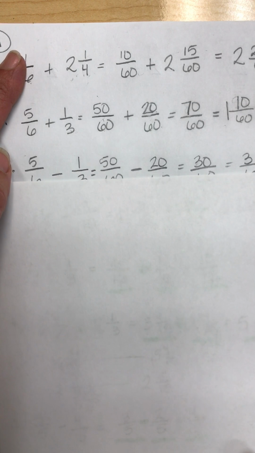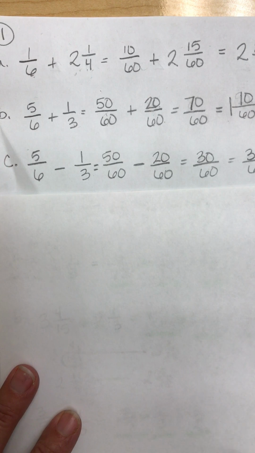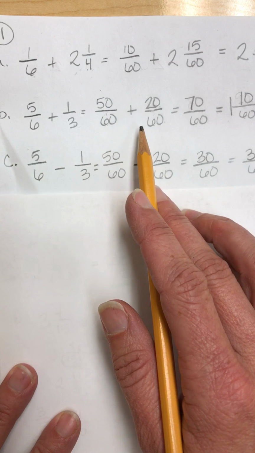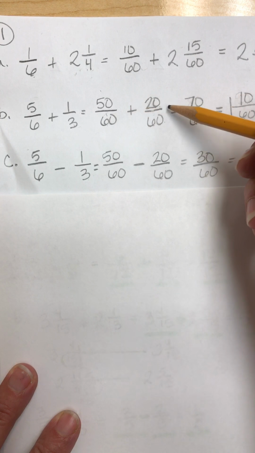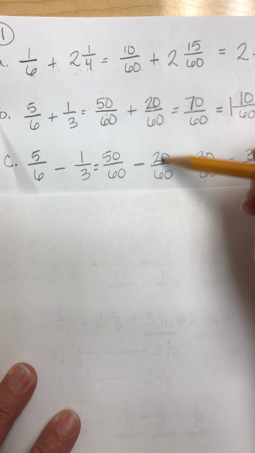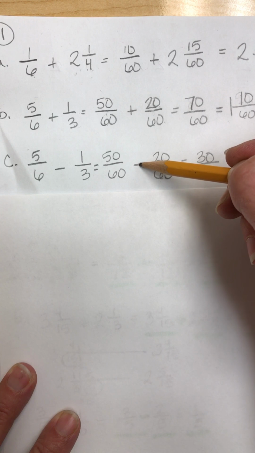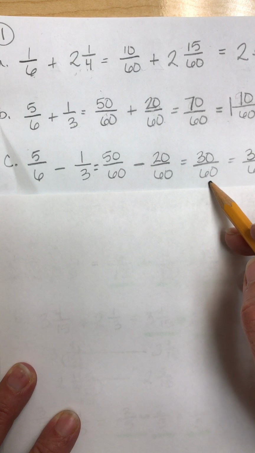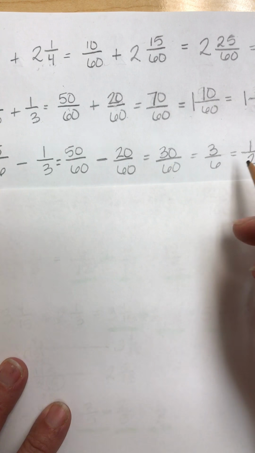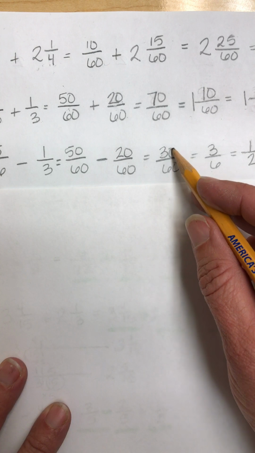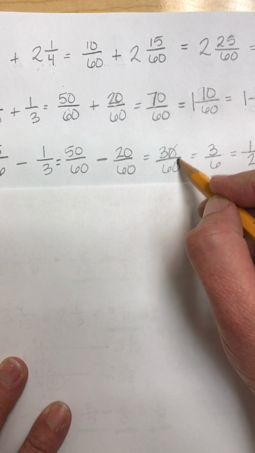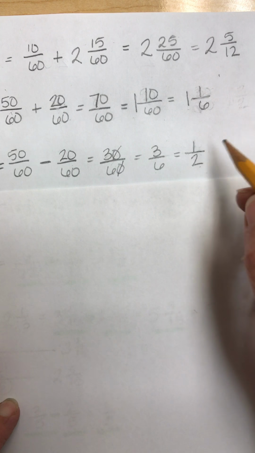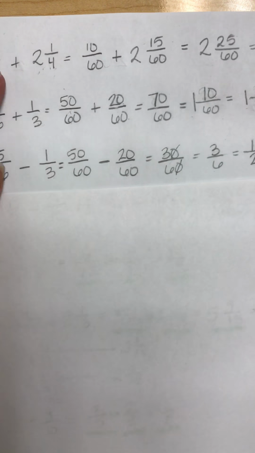Problem 1C, I have 5/6 minus 1/3. Again, I just converted these already up here into 50/60 and 20/60, so I'm going to do the same thing because it's already done, only this time I'm going to subtract. So 50/60 minus 20/60 is 30/60. Well, 30/60 is the same thing as 3/6 if I drop my place value of my zeros, right? Or it's also the same thing as 1/2. So any of those answers would work.